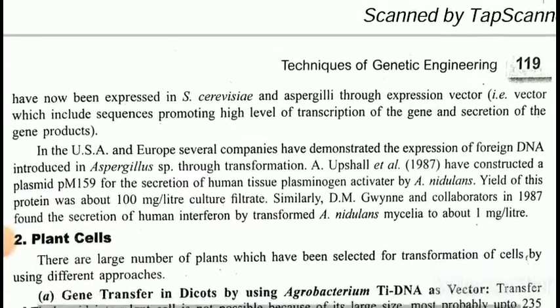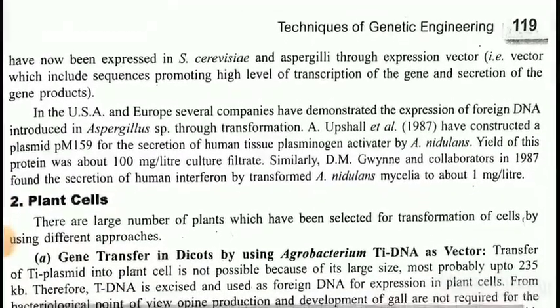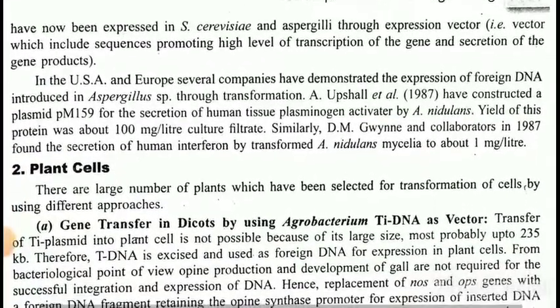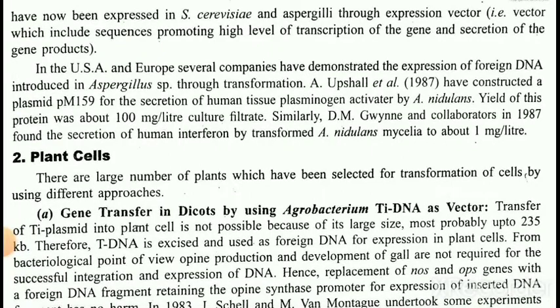Adopting these approaches, many mammalian genes have now been expressed in S. cerevisiae and Aspergilli through expression vectors, i.e. vectors which include sequences promoting a high level of transcription of the gene and secretion of the gene products. In the USA and Europe, several companies have demonstrated the expression of foreign DNA introduced in Aspergillus sp. through transformation.